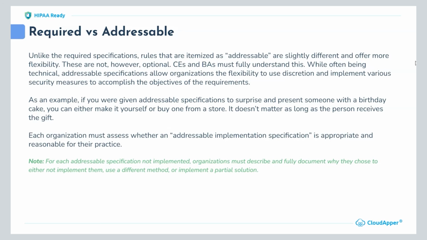It is to be noted that for each addressable specification not implemented, organizations must describe and fully document why they chose to either not implement them, use a different method, or implement a partial solution.